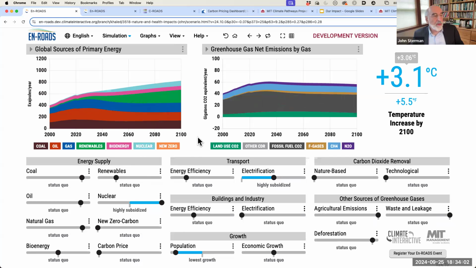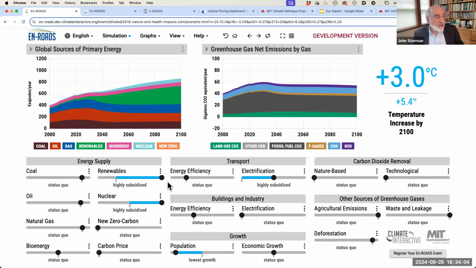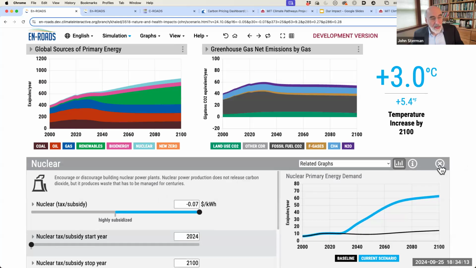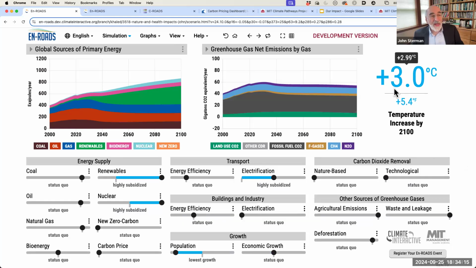So where are we? We're at 3.06. Major subsidy for renewables. You can see the renewable wedge got a lot bigger. You'll also see, I think, that the nuclear got a little smaller. And now we're at 2.99. So that made a big difference. That's over 1/10. But it's not enough. So great.